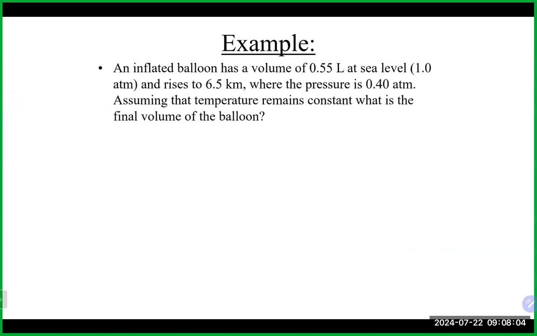All right, let's try another one here. An inflated balloon has a volume of 0.55 liters at sea level at 1 atmosphere. It goes to 6.5 kilometers where the pressure is 0.4. Okay, so once again, I'm just going to pull out the information. So I've got a volume here of 0.55 liters. 1 atmosphere is a pressure.